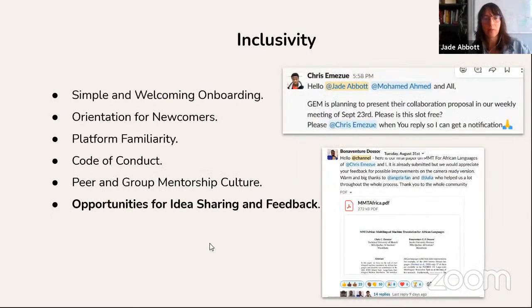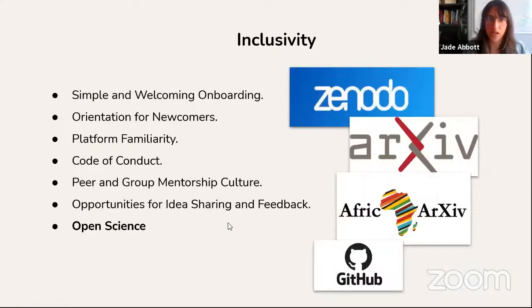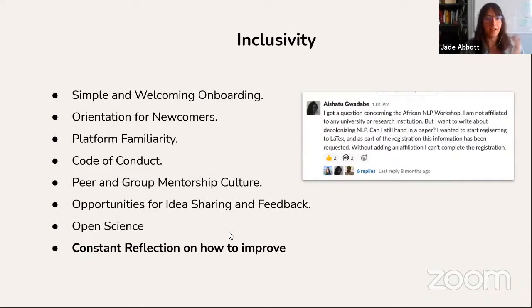And this idea of opportunities for idea sharing and feedback on ideas. Whenever anyone has an idea they want to collaborate on with Masakhane, or as part of Masakhane, a new initiative they want to do, they can come share it and start it. And lastly, open science, I think that's a given. And then, constant reflection on how to improve. You learn every day about how to make things more inclusive. So being open to adding and changing and self-reflecting on all the times you weren't is very useful.